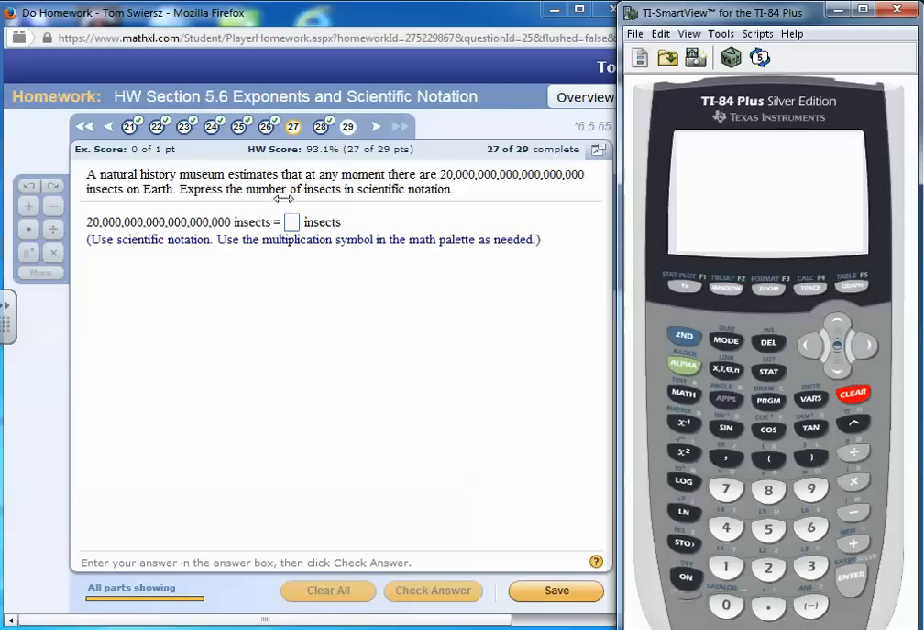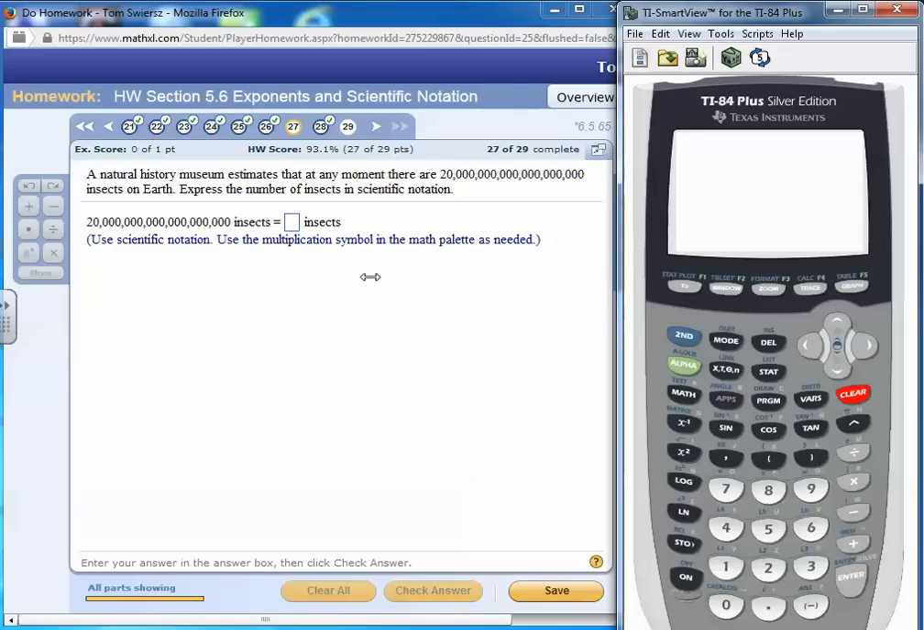All right, this problem states a natural history museum estimates that at any moment there are 20 followed by 6 sets of 3 zeros. I don't even know what that number is. Hundreds, thousands, millions, billions, trillions, zillions, and I'm not sure what's after zillions. But whatever name it is, we don't need to worry about the name. Put it in scientific notation.